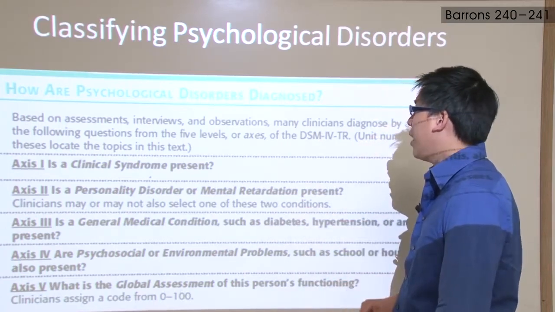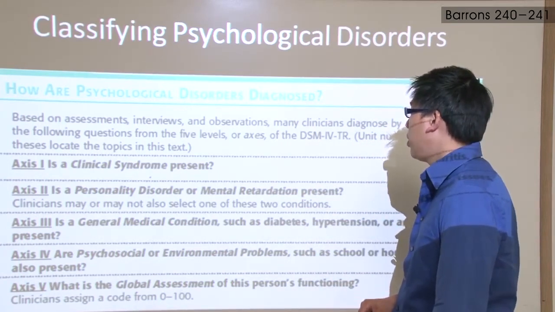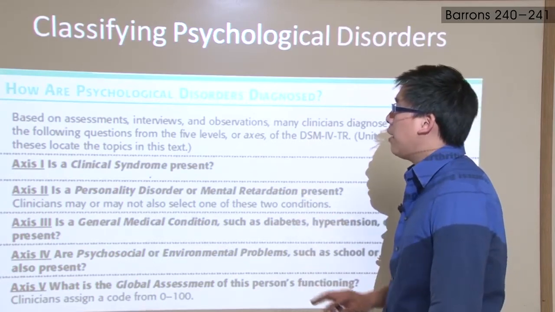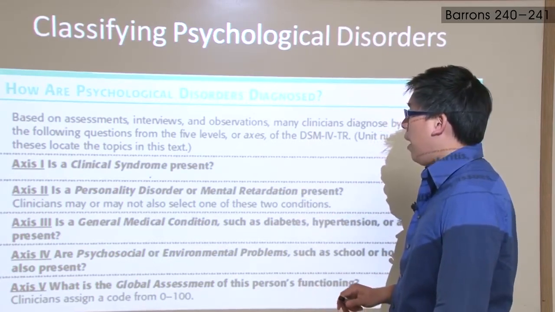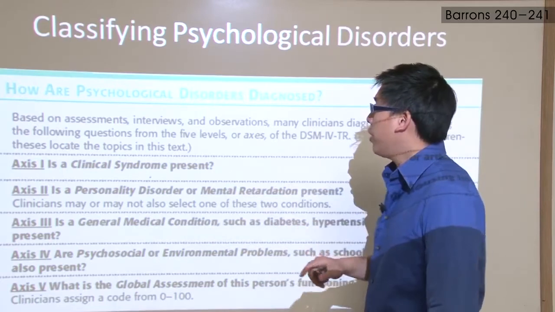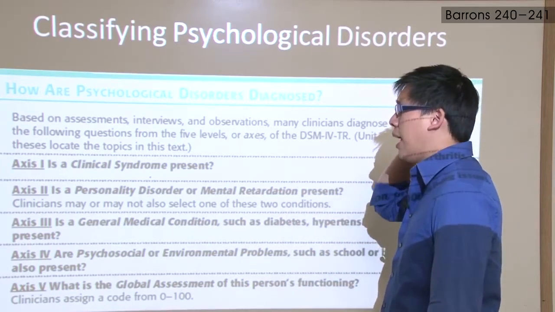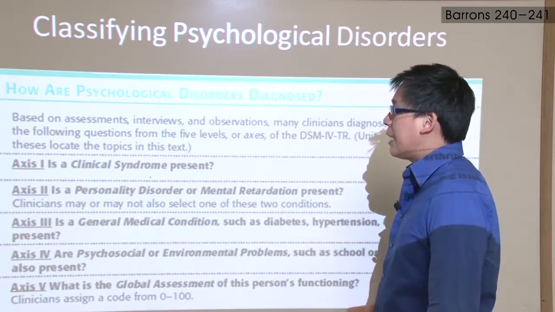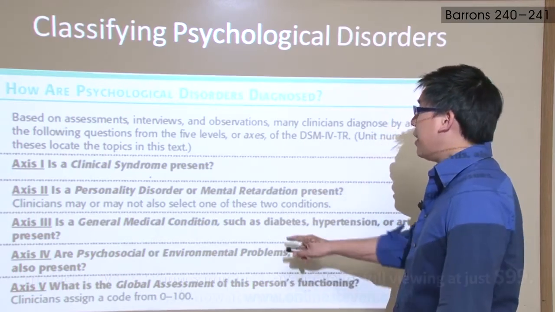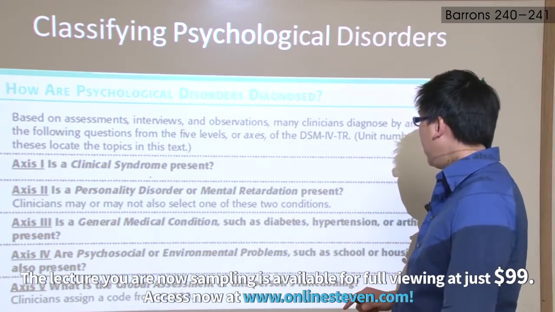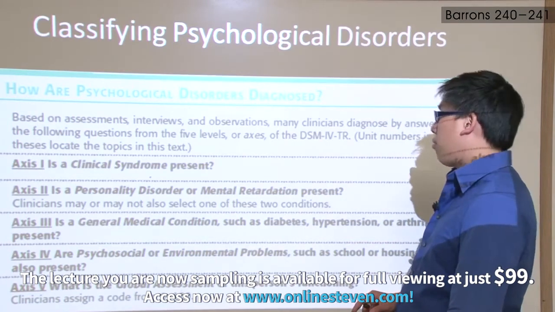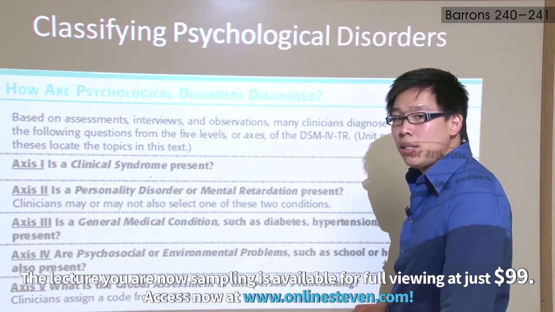Secondly, is there a personality disorder or mental retardation present? These are additional filters we have to go through. We're going to talk about what personality disorder is, and later on mental retardation. We talked about mental retardation in the previous class. The third question they ask, in Axis 3, is there a general medical condition, such as diabetes, hyperventilation, arthritis, stuff like that, is that present?